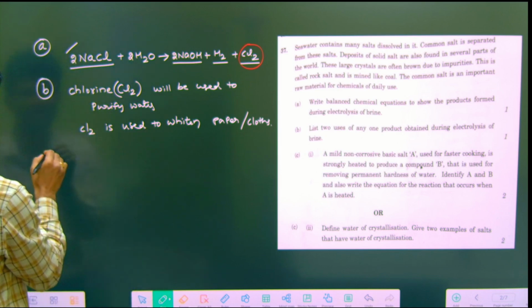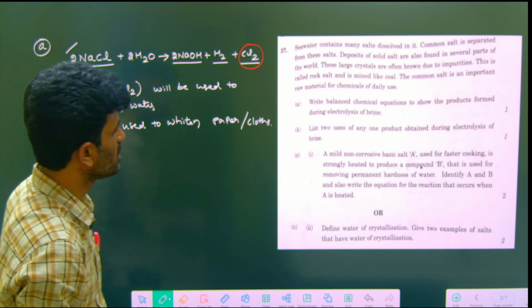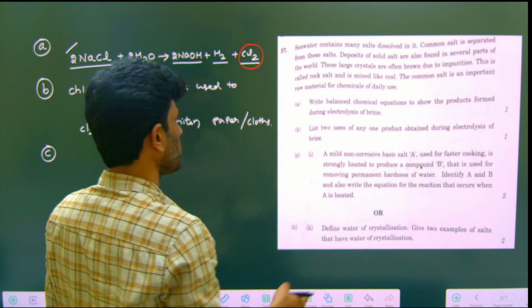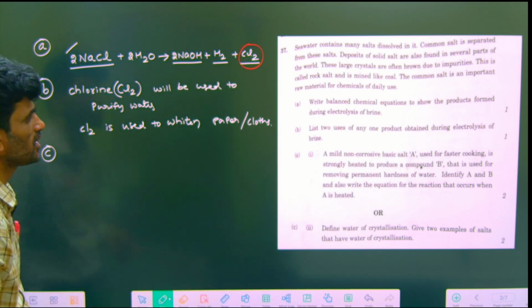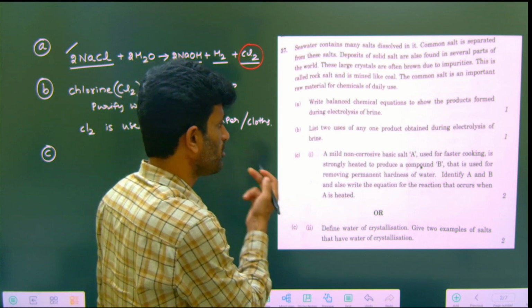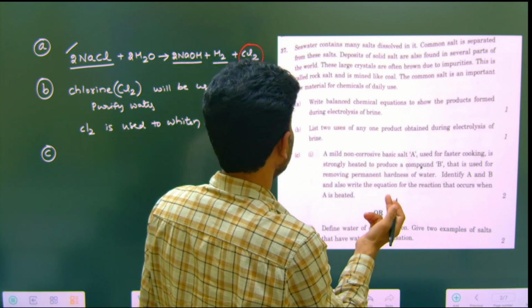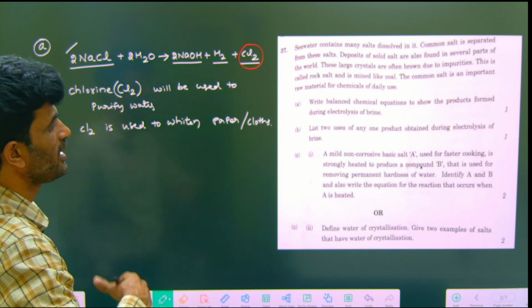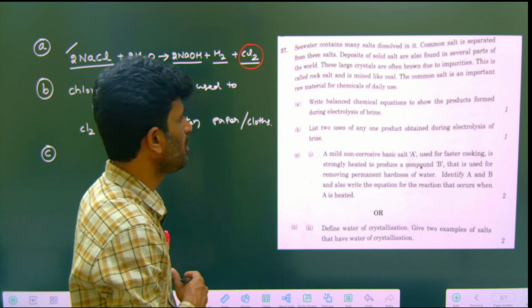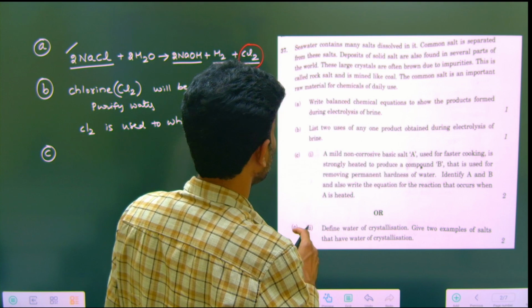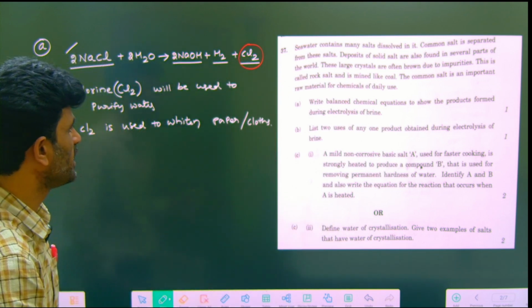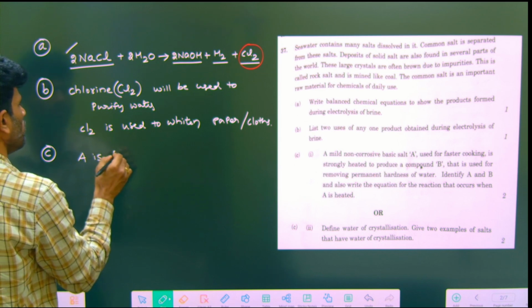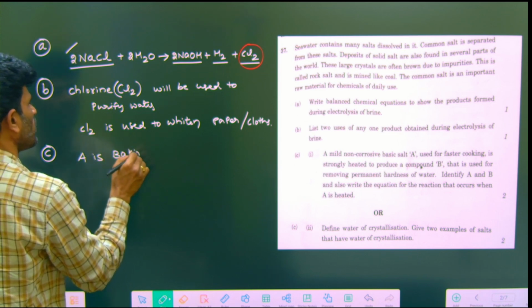Now what is question C? In question C, a mild non-corrosive basic salt is used for faster cooking. Which is used for faster cooking? Baking soda will be used for faster cooking, and it is heated to produce compound B. When we heat it, compound B will be produced, that is used for removing permanent hardness of water. Identify A and B. I already told you A is baking soda, which is used for faster cooking.